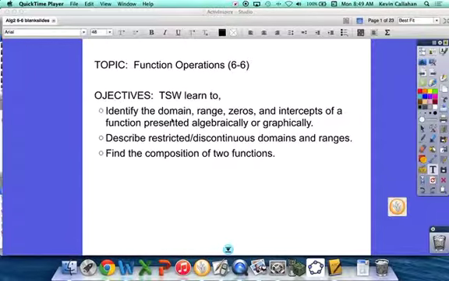You know what domain is. You've done domain before. But domain, when it comes to dividing functions or doing operations with functions, is a little more complicated than just plain old, here's a set of points, find all the x values. So that starts to become a bigger deal right here.